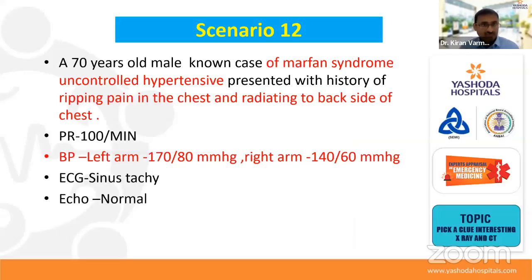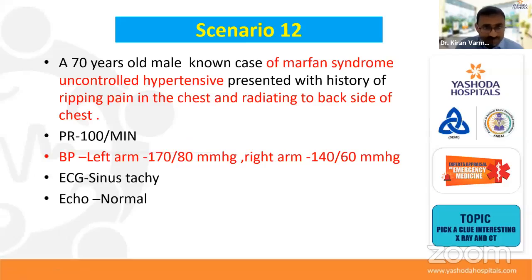Sorry, this is the 13th. A 70-year-old male, known case of Marfan syndrome, uncontrolled hypertensive, presented with a history of ripping pain in the chest radiating to the back. Now these are the clues: Marfan syndrome, uncontrolled hypertension, ripping chest pain radiating to the back. Pulse rate 100, BP left arm 170/180, right arm 140/160, ECG sinus tachycardia, echo normal. So these are the clues. What is the differential diagnosis? Aortic dissection.